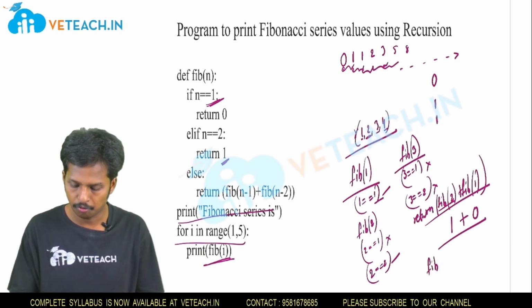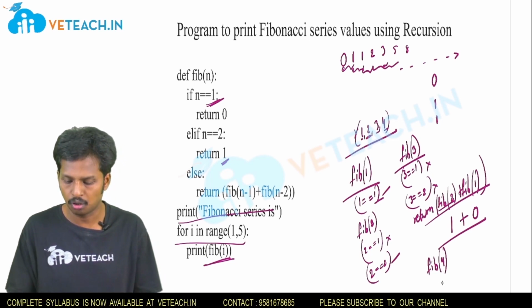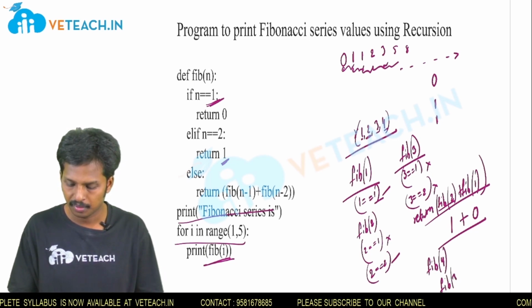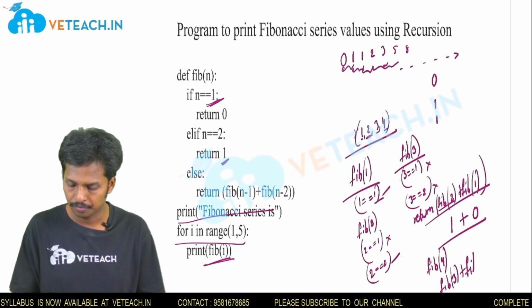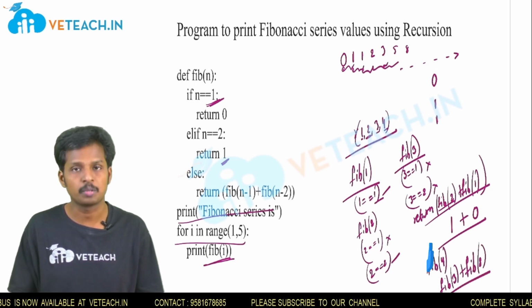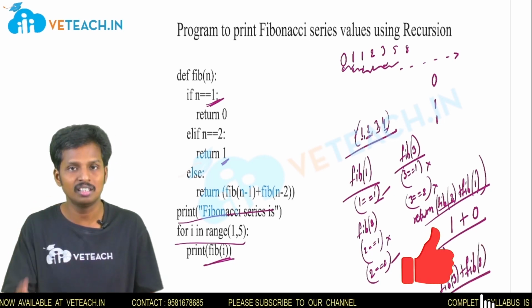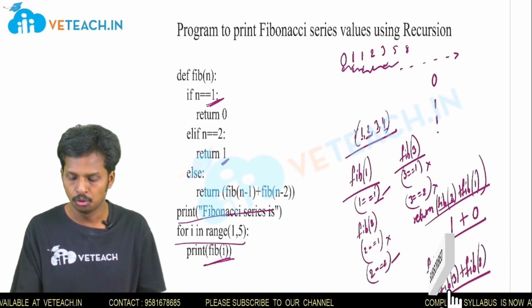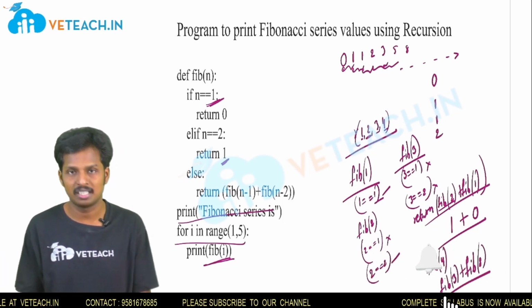Next time fib of 4 gets called, which is going to call fib of 3 plus fib of 2. So again these two are functions but not values. So this again calls the functions, which prints the value 2. Let's see the program executions for that.